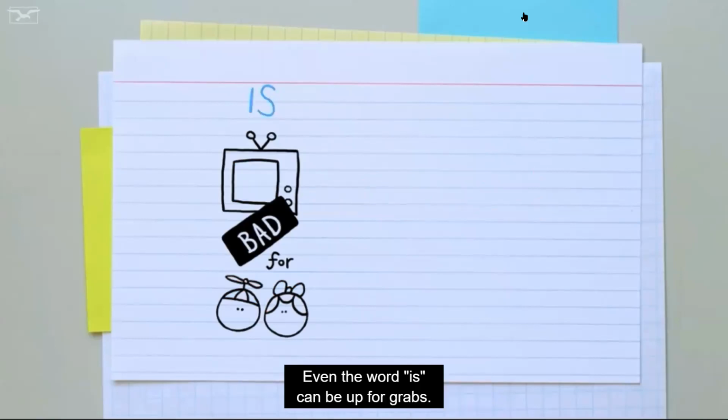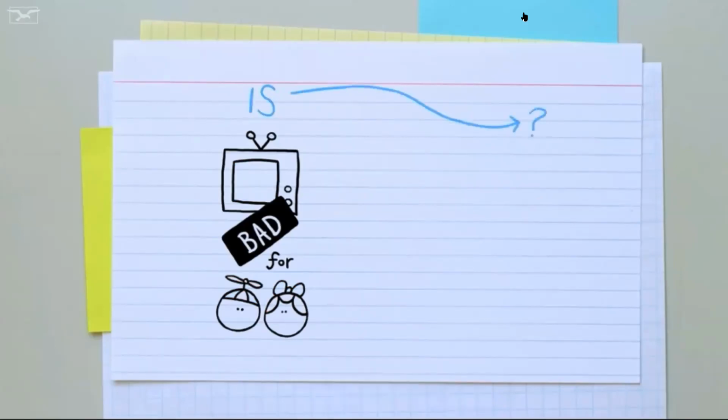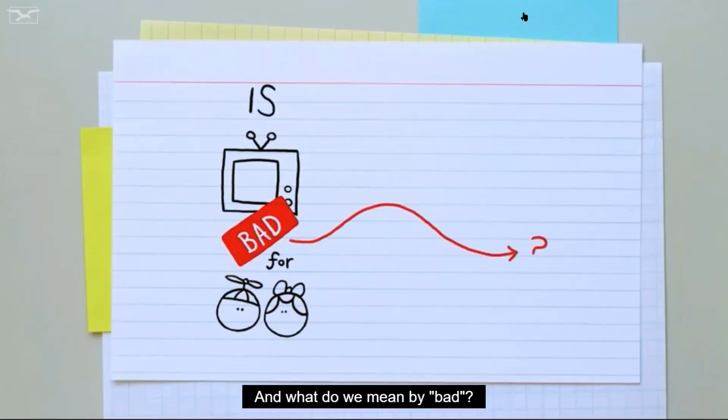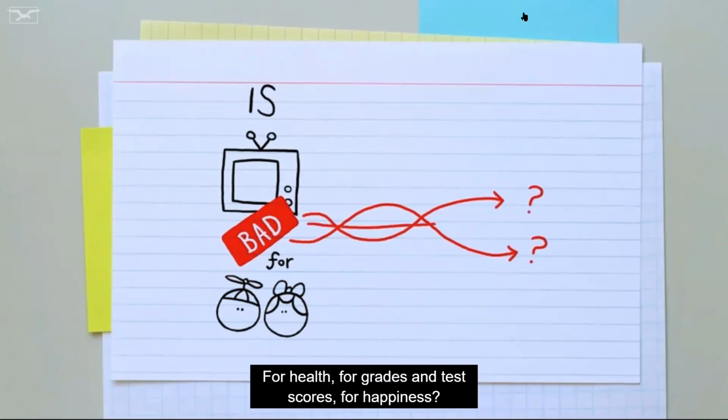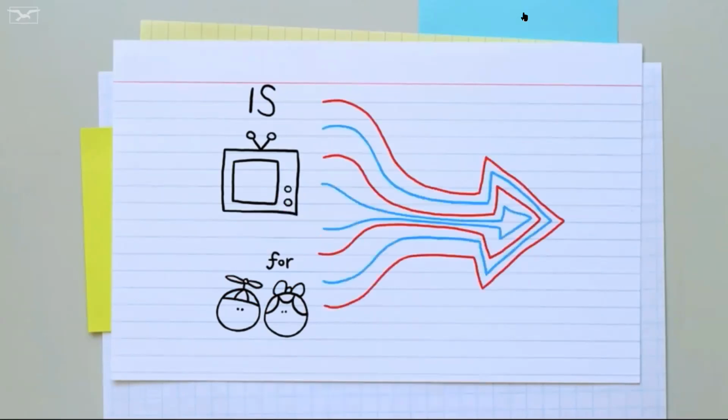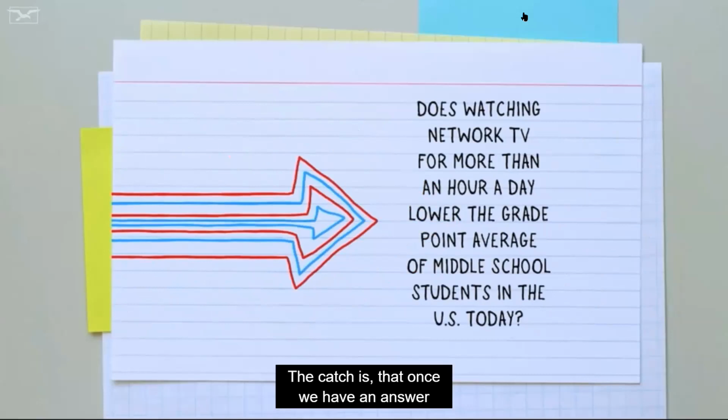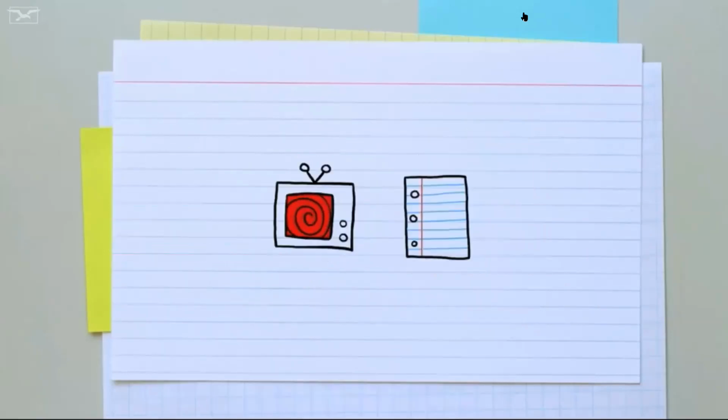Even the word "is" can be up for grabs, as in today, have the effects changed over time? And what do we mean by bad? For health, for grades and test scores, for happiness? The catch is that once we have an answer to a more precise question, it only raises more questions.